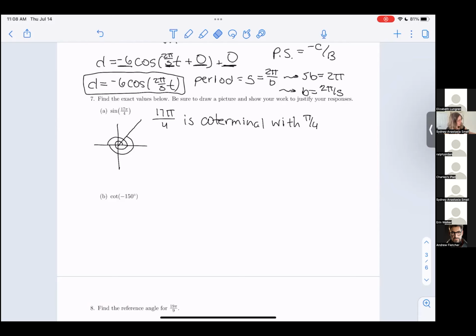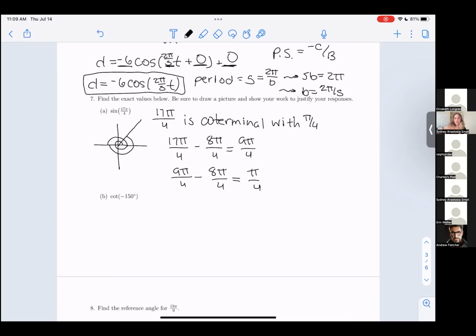So we could have found that by subtracting. We have 17 pi over 4. Let's start by just subtracting 1 multiple of 2 pi from it. That gets us to 9 pi over 4. Okay, we're still not there. So we can subtract another 9 pi over 4 minus another multiple of 2 pi. That's just another 2 pi. We get pi over 4.